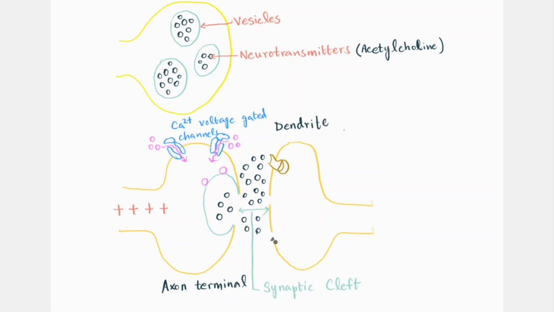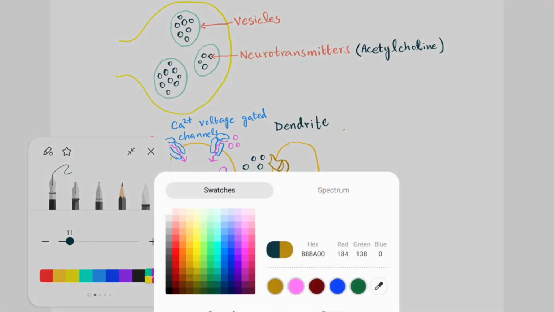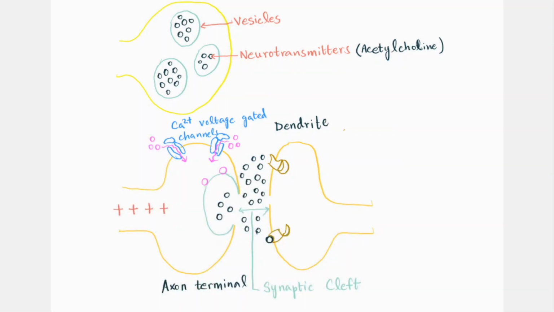Okay, so I'll make just another one right here. It has a space for the ligand and a gate. What happens is the acetylcholine acts as a ligand, and it fits into this receptor right here, which is the ligand-gated ion channel. And what happens then is that it causes a conformational change, and this gate opens up right away.